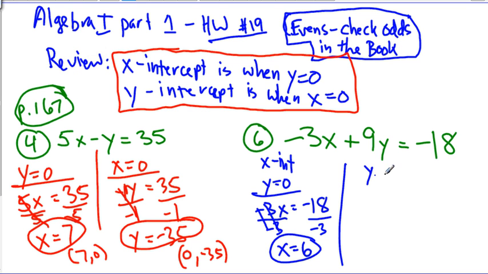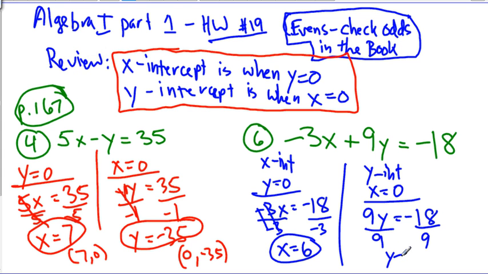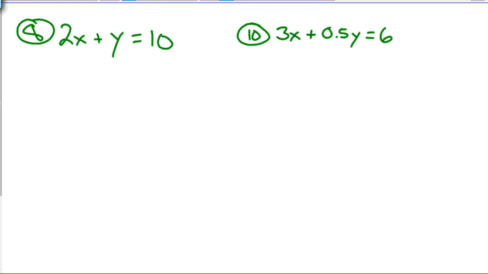Now let's find our y-intercept, where x equals 0. Again, negative 3 times 0 is 0, so that's gone. So what am I left with? 9y equals negative 18. Divide both sides by 9. Y equals negative 2. So y equals negative 2 is our y-intercept. Okay, let's keep going with number 8 and 10.